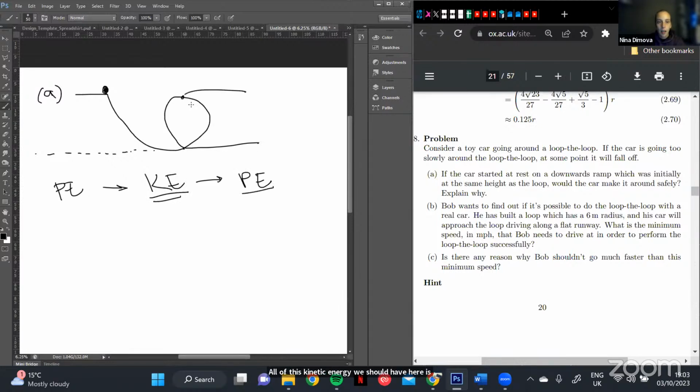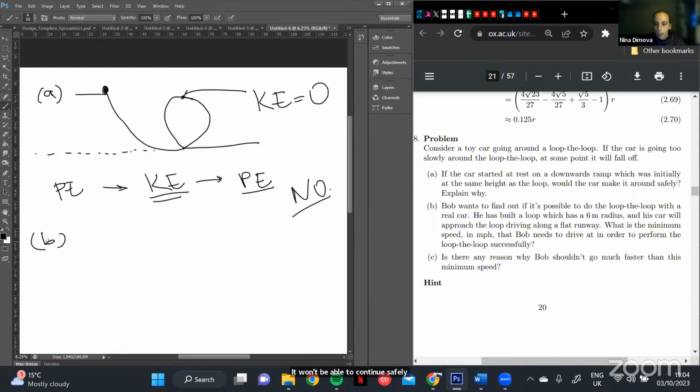The point is, at this stage the car has zero kinetic energy. This means it'll just flop down; it can't continue with no kinetic energy. So the answer is no, it won't go around safely. Conservation of energy. In reality, it'll drop off even sooner because you have friction and so on, so it won't even reach that point. But in an ideal case, it won't be able to continue safely.